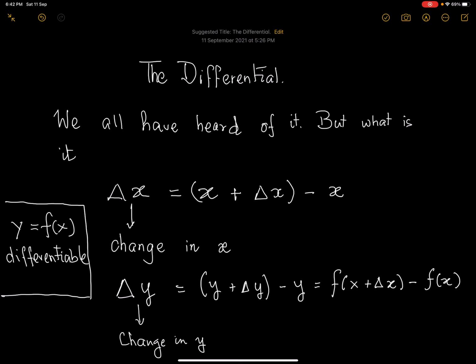Because a lot of things are done in quite a hand-waving way in calculus, you don't get much of an idea of what's going on. So we have all heard about it, but we want to know what it is. Derivative is nothing but you take the ratio of the change in y by the change in x. How much has the function value changed if the x value has changed?